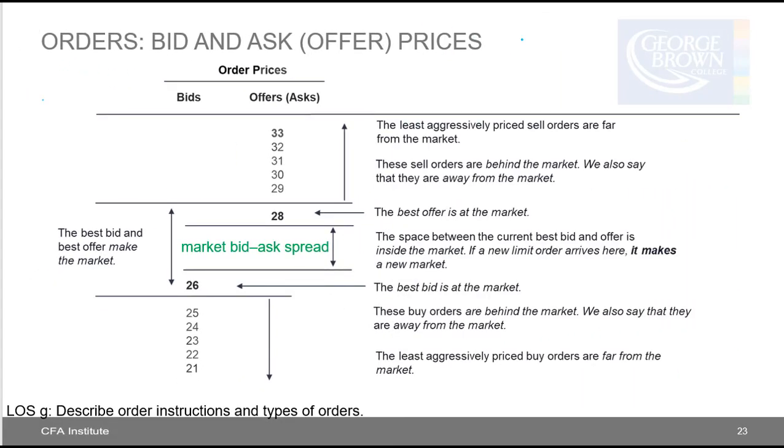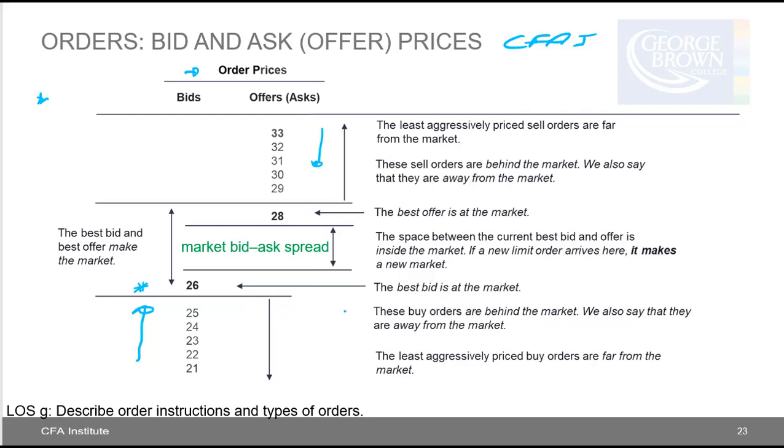Okay, this slide is actually from CFA Level 1, but I think it's going to help your understanding here at the Investment Foundations level. It's a little bit of a graphic, and it's showing some order prices. On the left-hand side, you have here the bids. Those are prices that investors want to buy the security at. And here you've got the asks. These are the prices that investors want to sell the security at.